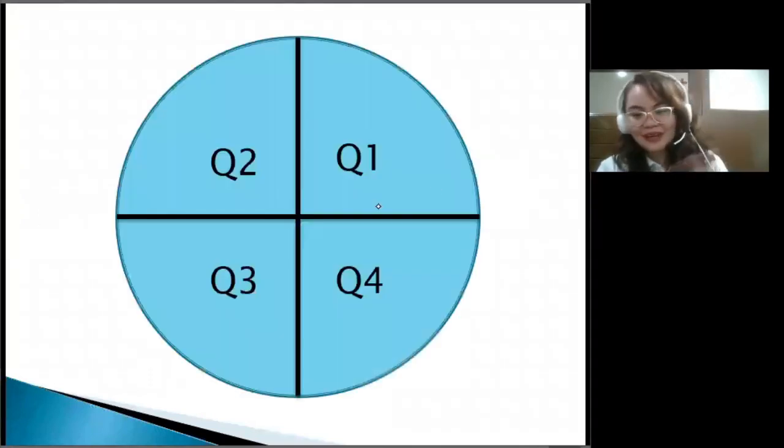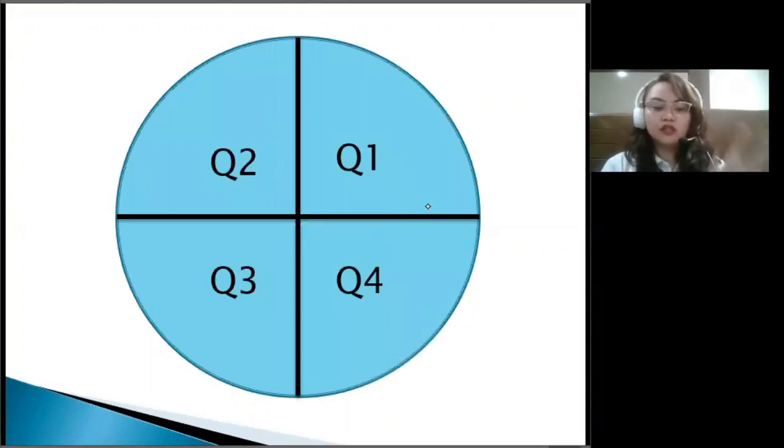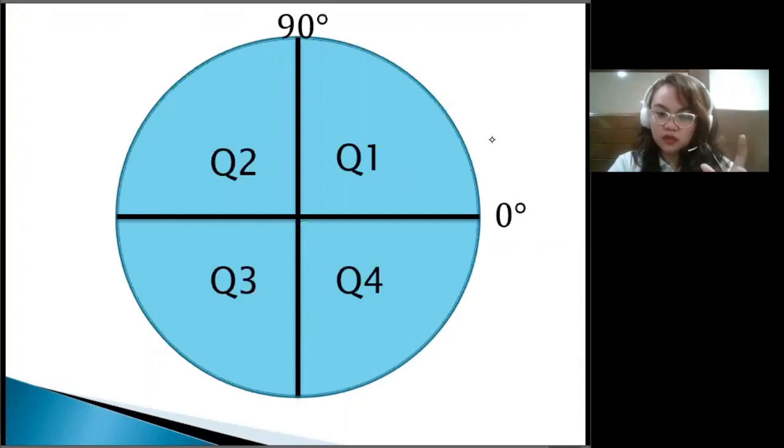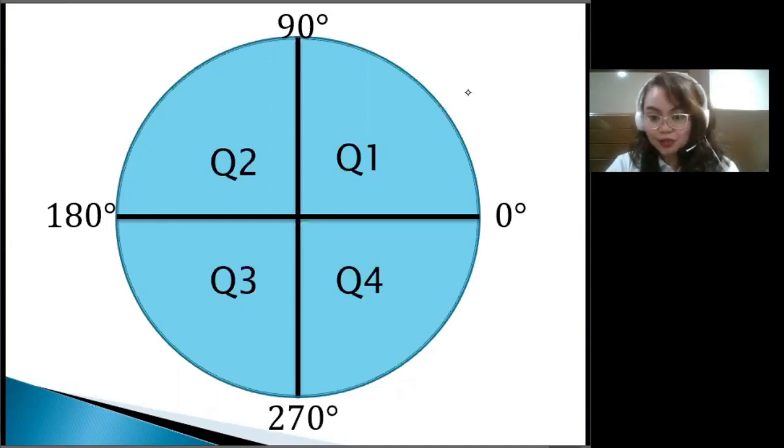So you already know how quadrants work. In a circle, or in the unit circle, you have this division of your quadrants. From 0 degrees to 90 degrees, those are angles found in quadrant 1. From 90 degrees to 180 degrees, those are angles in quadrant 2. 180 to 270, angles in quadrant 3. And 270 to 360, angles in quadrant 4.